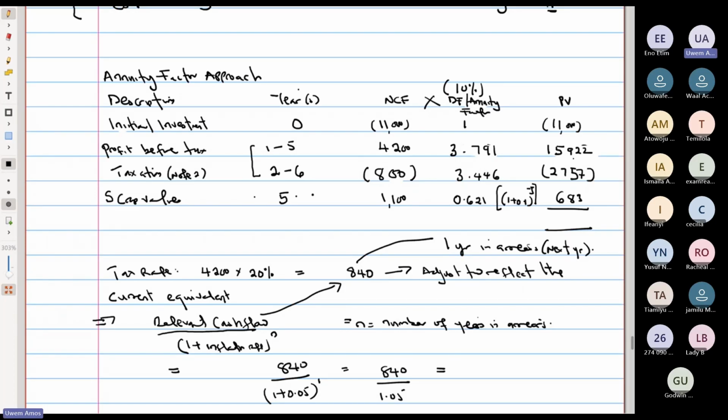Let me calculate it again. 42 multiplied by 3.791. Yeah, that's correct, 1592. Okay, can we get what our value is? So what is our NPV? It should give us the exact same value as when we used the first approach.